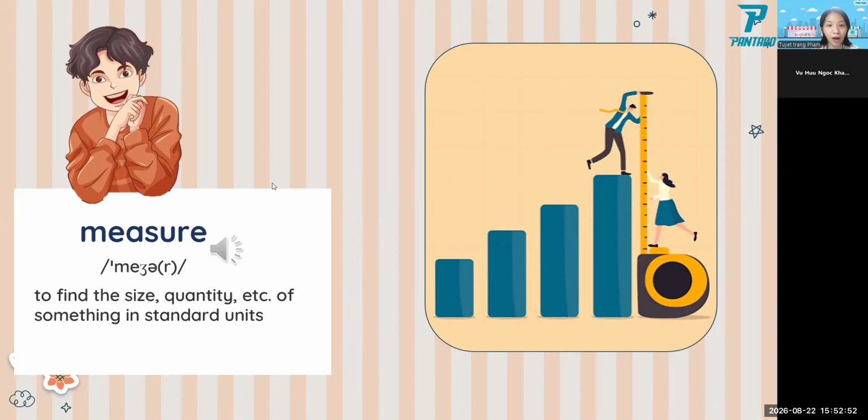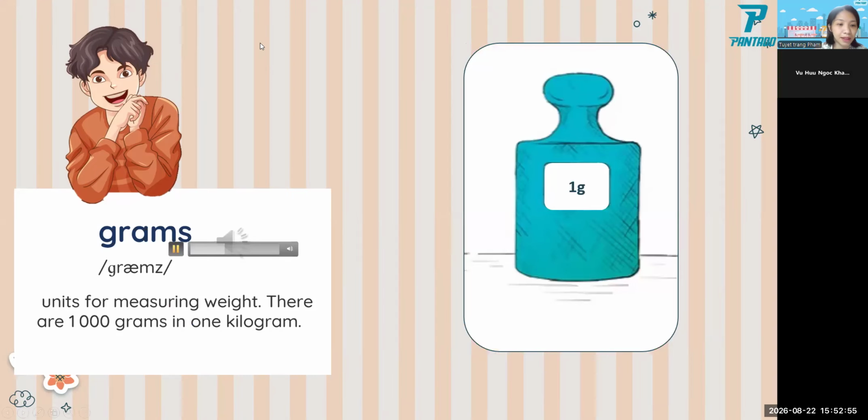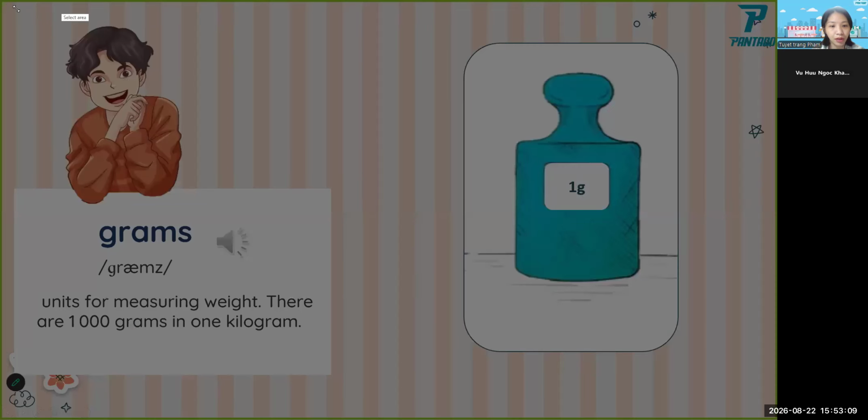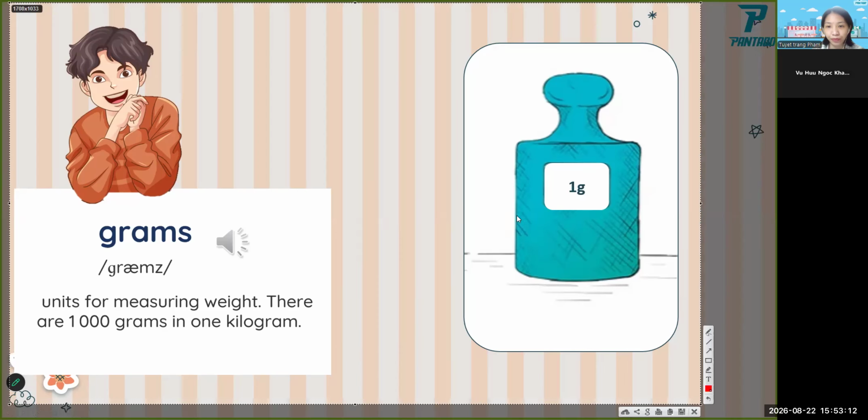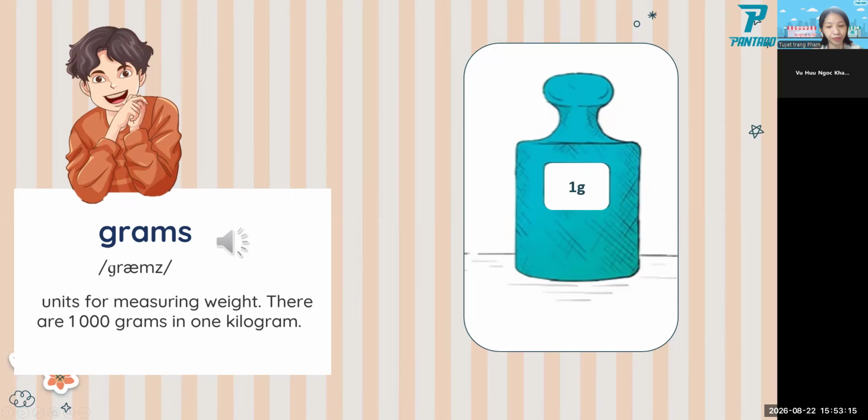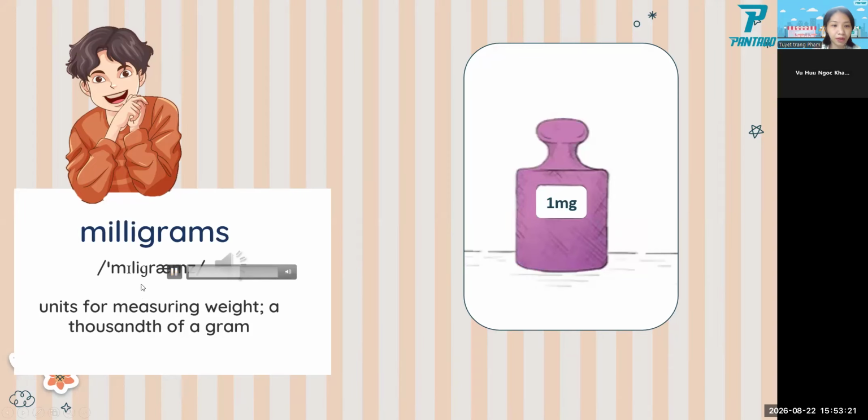Next, you have grams, unit of measuring weight. There are 1,000 grams in 1 kilogram. The next, milligrams, unit for measuring weight, one thousandth of a gram. So you have milligram.